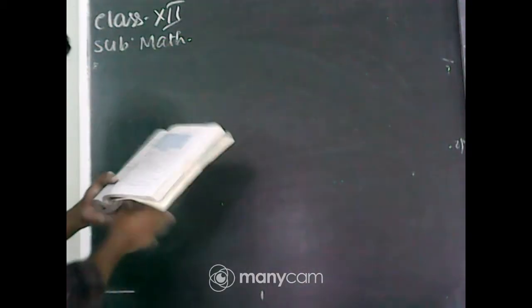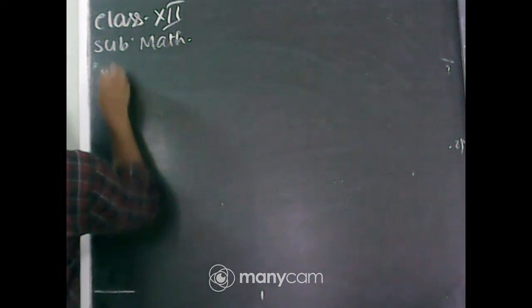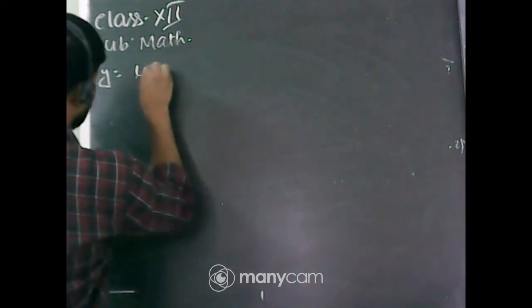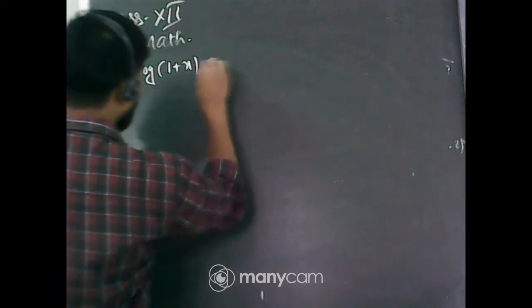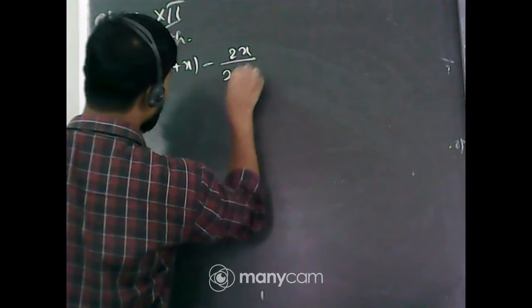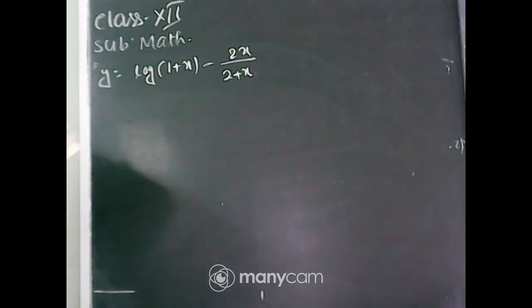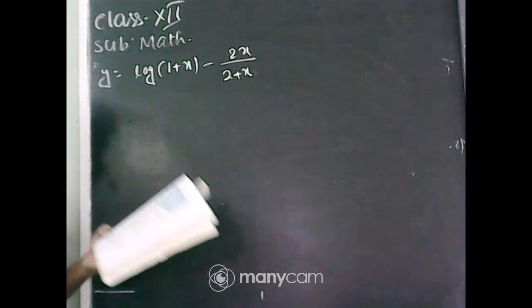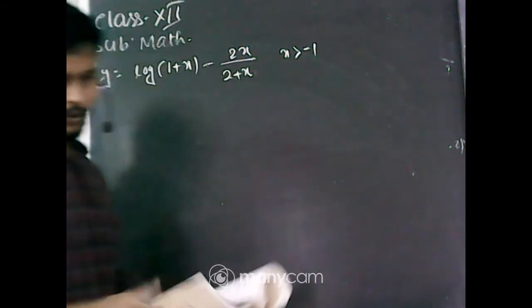So look, in question number 7 the function is given as y is equal to log of (1 plus x) minus 2x by (2 plus x). Now can you tell me the domain of the function? It is given, the domain is x greater than minus 1. The domain is given here.